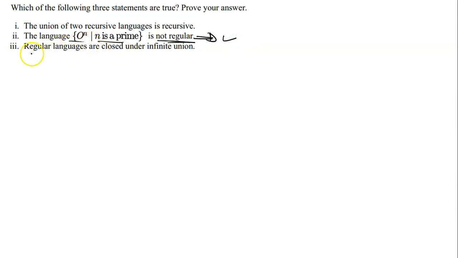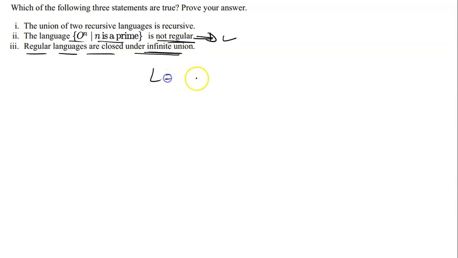Let's see the last statement: regular languages are closed under infinite union. This statement is false. We have already seen in a previous video that regular languages are not closed under infinite union. In that video I also mentioned that the set of CFLs is not closed under infinite union, and the set of recursive languages is also not closed under infinite union. Very easily you can prove it.